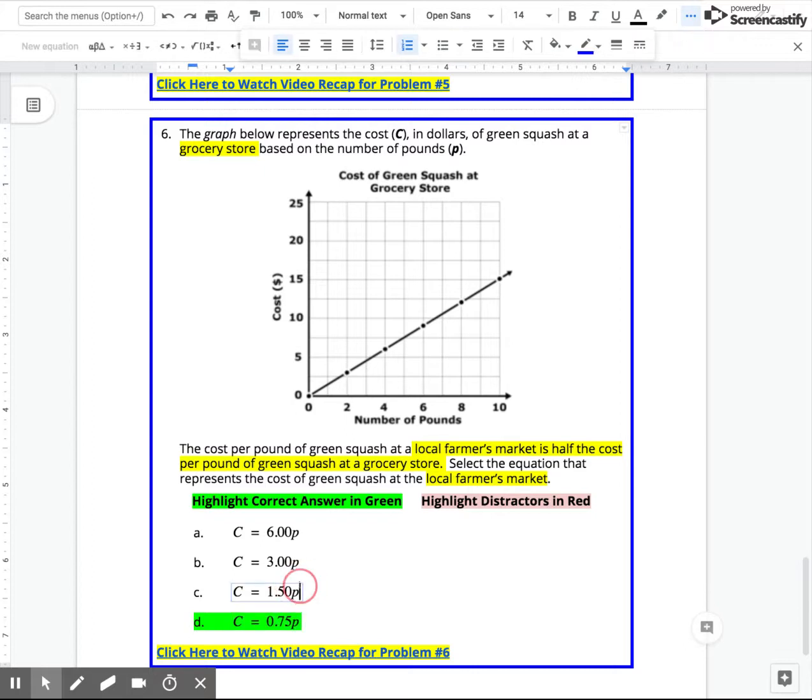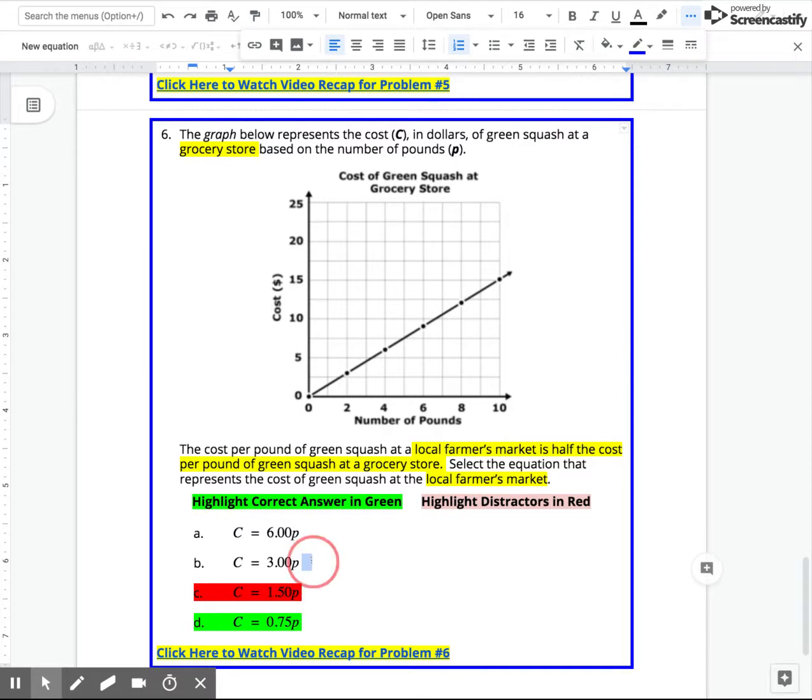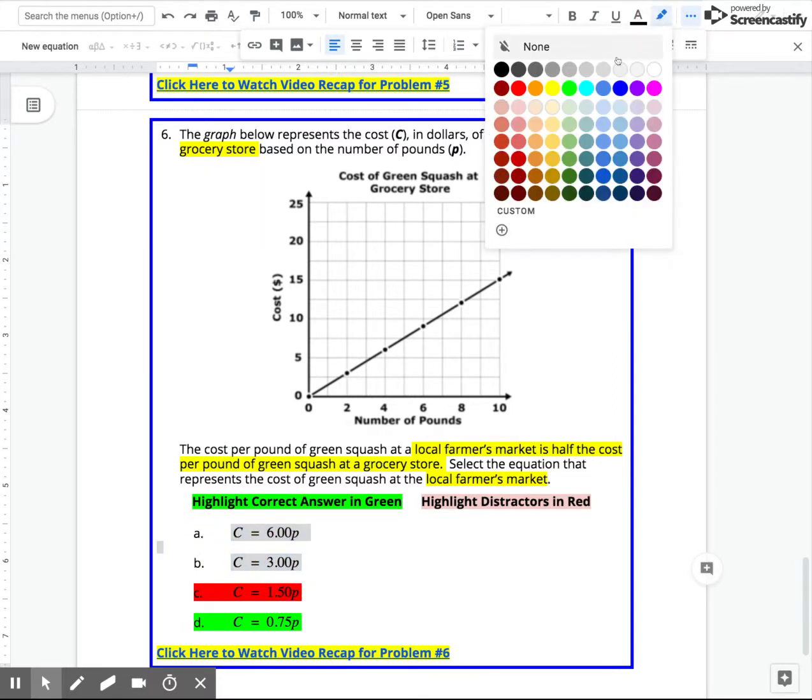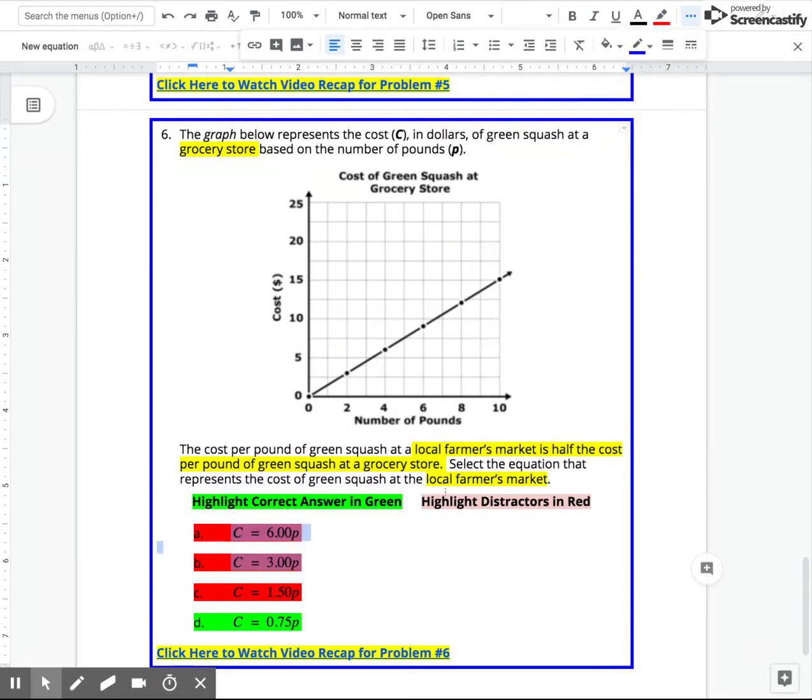You had to cut the unit rate in half. A bunch of you, my guess, if you didn't read carefully, might have picked C because you found the correct unit rate for the graph, but needed to read more carefully. If you ended up with answer choice B or A, those ones are off by quite a bit. Feel free to talk to us if you have any questions for this last problem in Unit 1, Independent Practice.